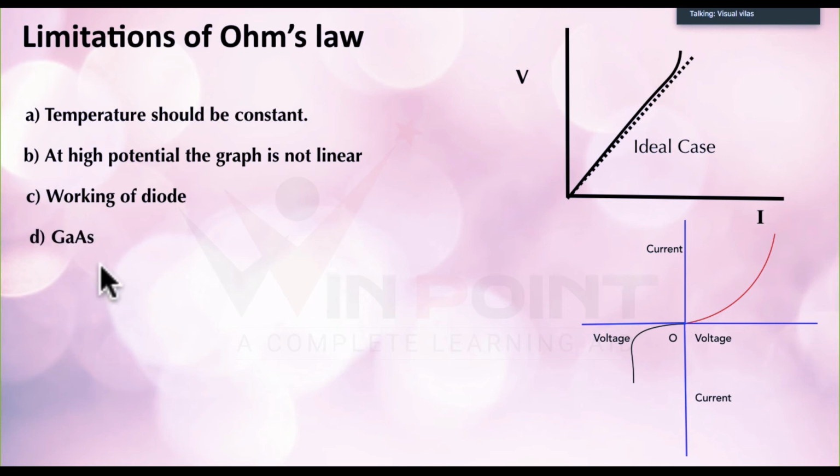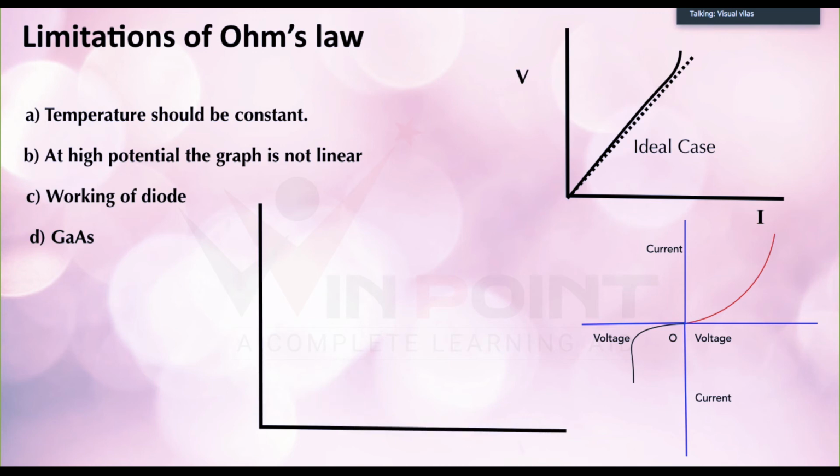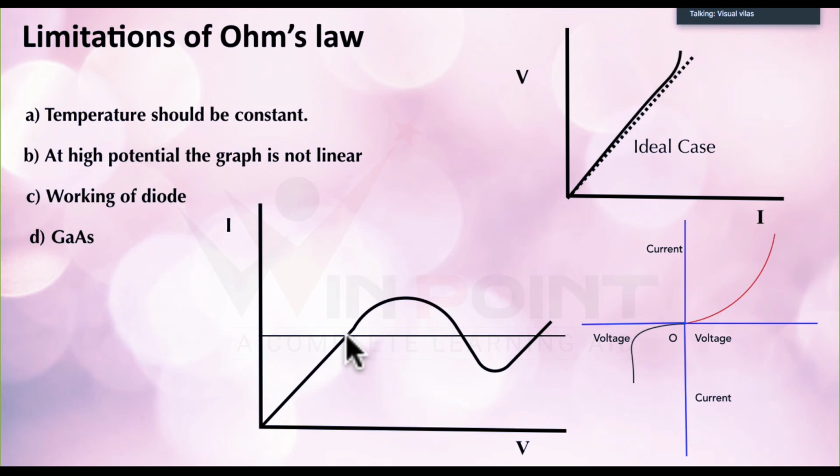Next one, gallium arsenide. In the case of gallium arsenide also there is a variation. If you observe the voltage-current relation, the graph is like this. It is V, it is I. Here you can see that for the same current, if you draw a line from here, there are different potentials. At this point, this is the potential, this is the current. At this point, this is the potential, same current. So for different potentials, there is the same value of current.